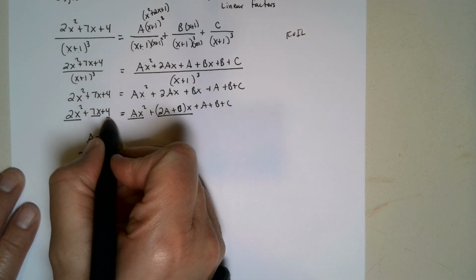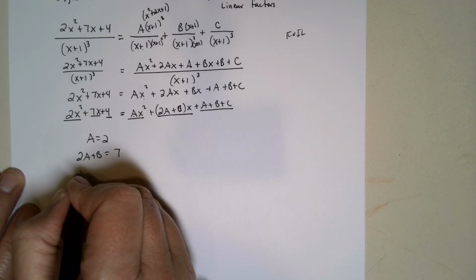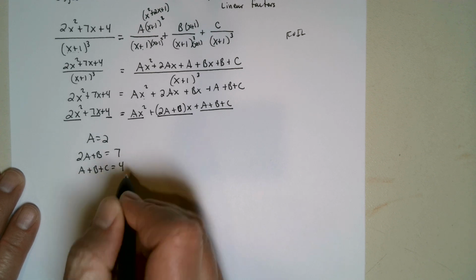At the back, we have a 4 on the left side. On the right side, we have a plus b plus c. That means that a plus b plus c is equal to 4.